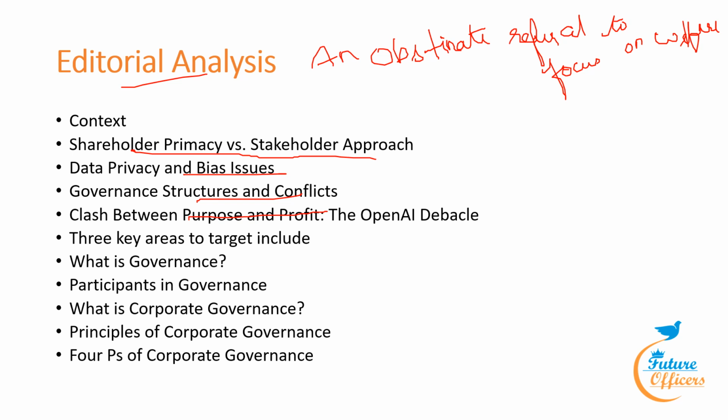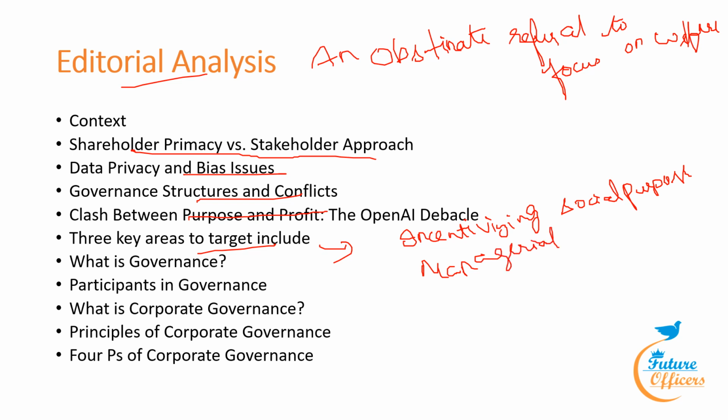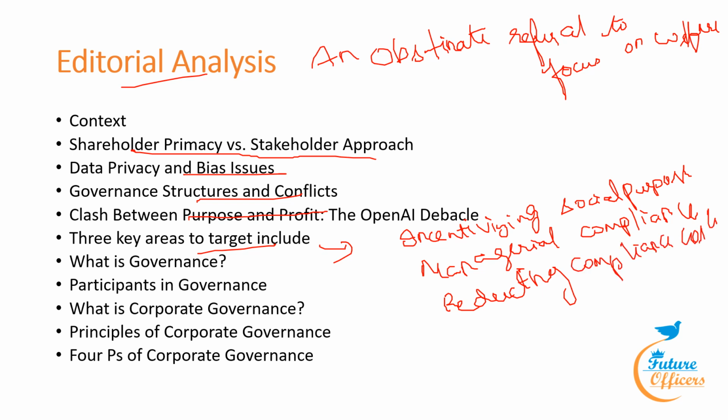Now, what are the three key areas to target here? The three areas are incentivizing social purpose, managerial compliance, and reducing compliance cost. So these are all the key areas to target.